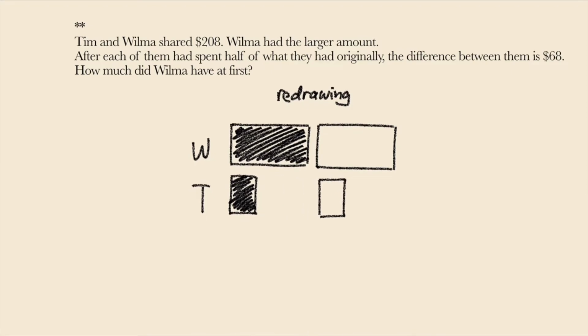So, imagine this is the situation right now. W spent half, T spent half, which means W had half left, T had half left. The difference between them was 68. So, what's left behind? The difference is 68.